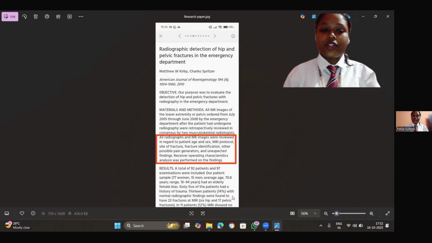Any other possible findings were also analyzed in the diagnostic part of the radiograph.